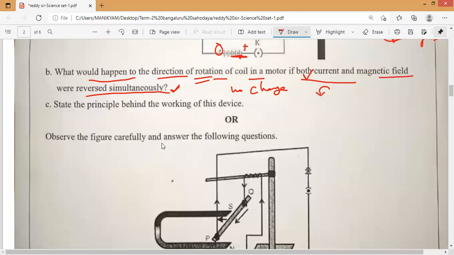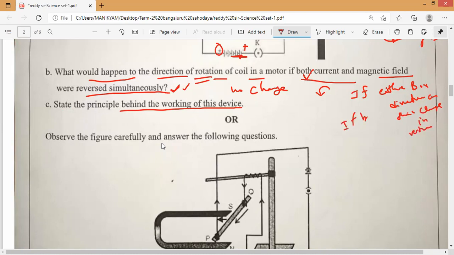Now state the principle behind the working of this device. So anybody who wants this question, again I will say, remember, if either the magnetic field or the direction of current changes, then a change in rotation will take place. If both change simultaneously, then no change in rotation. That is what you have to remember. Okay. Next, state the principle behind the working of this device.